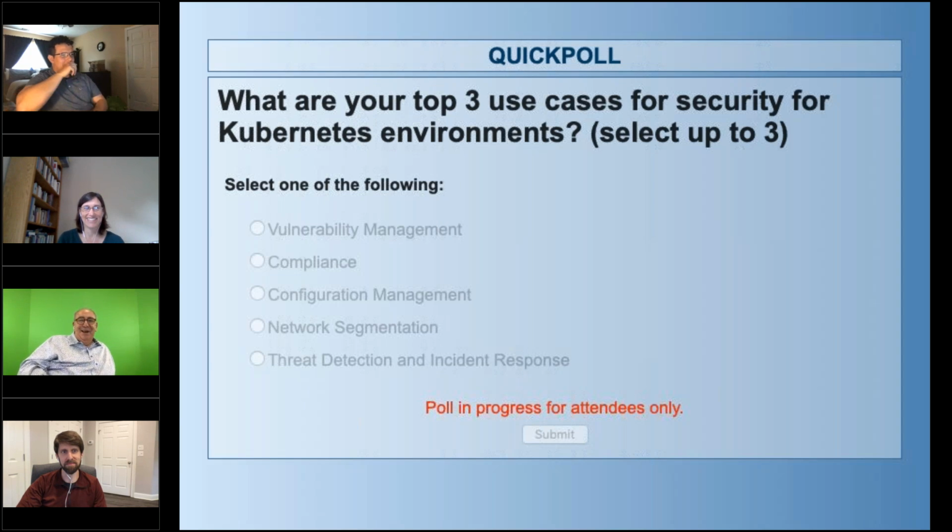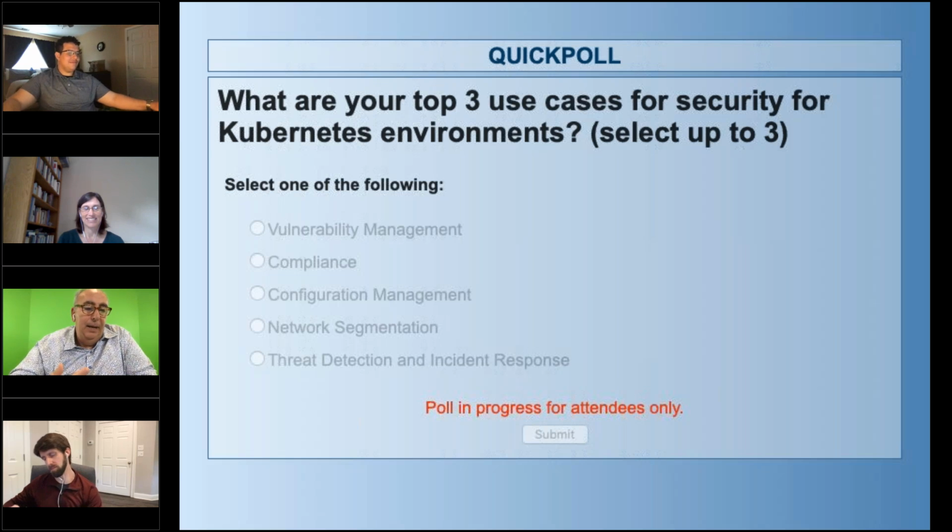Okay, our last poll, guys. And I'd like to see a big turnout on this one. So what are your top 3 use cases for security for Kubernetes environments? Select only one, please. Is it vulnerability management? I think they can pick multiple. Oh, it says select up to 3. Thank you. Sometimes my reading isn't what it should be. You can select up to 3 of these: vulnerability management, compliance, configuration management, network segmentation, threat detection, and incident response.